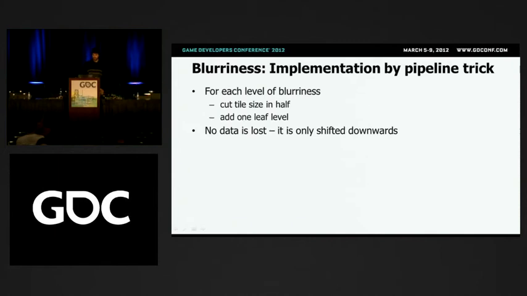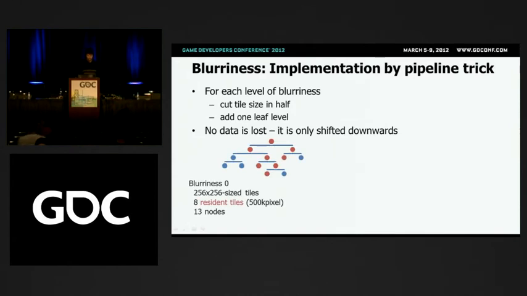We implemented the blurriness by a trick in the pipeline. For each level of blurriness that the user wants, we cut the tiles in half, and we add one leaf level. We're not losing any data when we do this. We're just shifting it downwards in the quad tree, making the quad tree deeper, and thus the data is loaded in later.